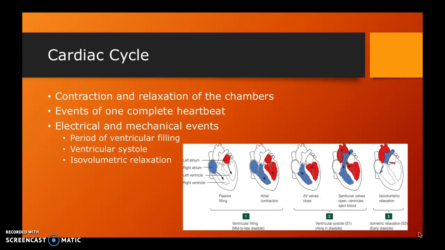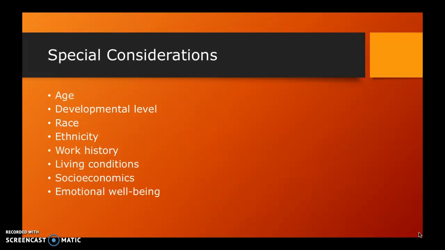So cardiac cycle is a contraction and relaxation of the chambers. That's considered one heartbeat. It is electrical and mechanical, the electrical causing the mechanical contraction and relaxation of the heart. So special considerations that we are going to be looking at are as listed here.